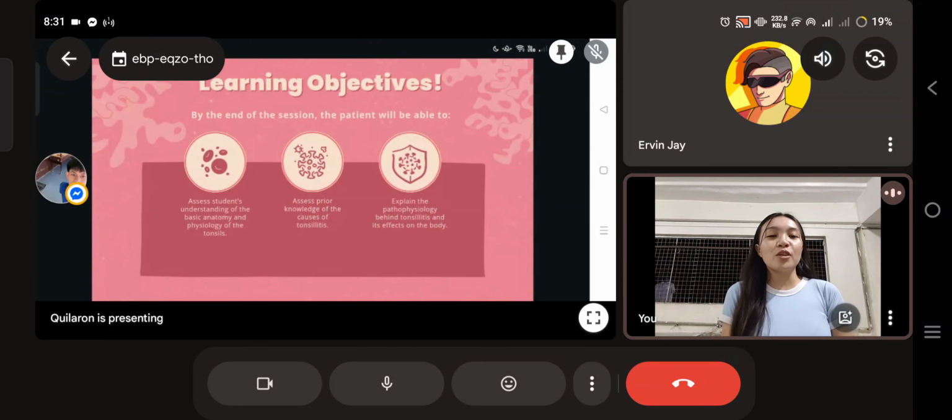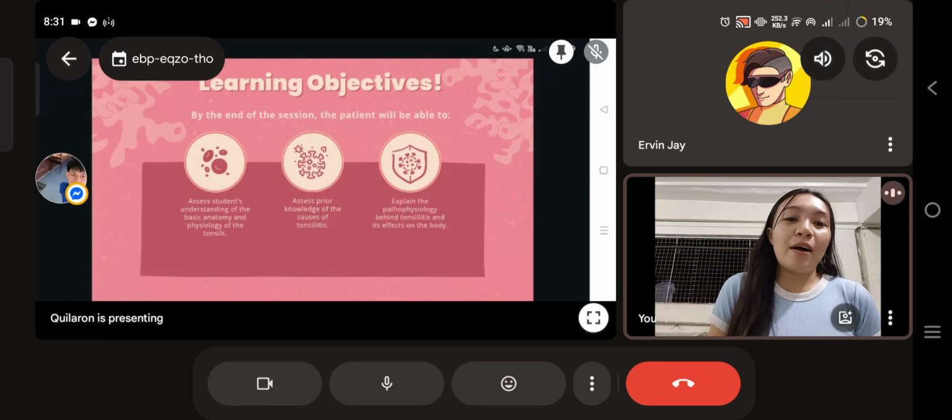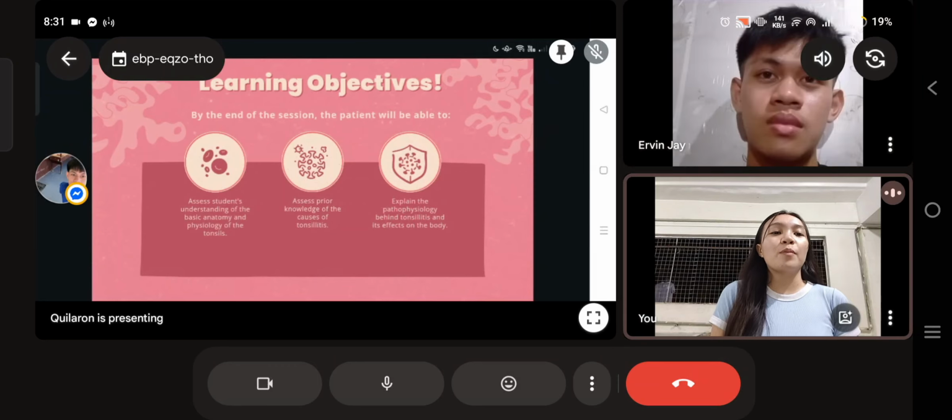Next, we have the learning objectives. By the end of the lesson, the patient will be able to assess understanding of basic anatomy and physiology of the tonsils, assess prior knowledge of the causes of tonsillitis, explain the pathophysiology behind tonsillitis and its effect on the body.